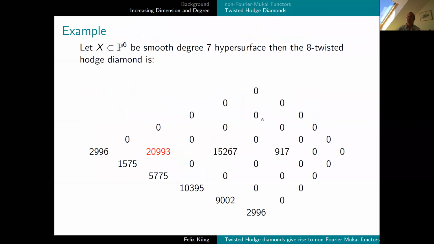And so, for example, if we take the 8-twisted Hodge diamond of X, where X is smooth of degree 7, then we get that, as I said before, we want HH^{n+3}. So we take this is n+1, n+2, n+3. And this number here is the dimension of the kernel there. And so we get a 20,939 dimensional space of possible deformations that give us non-Fourier-Mukai functors.